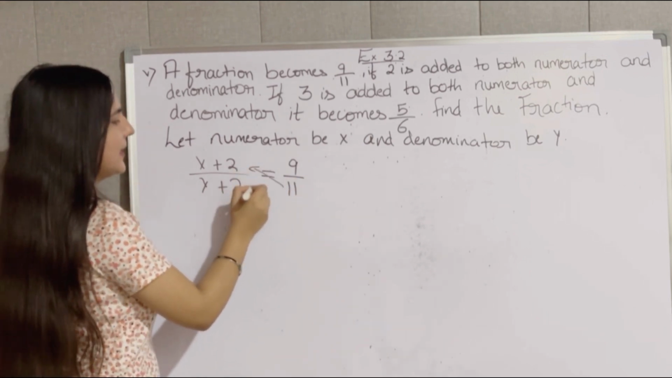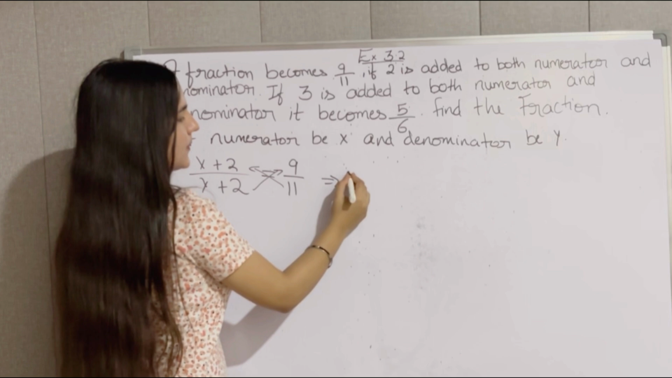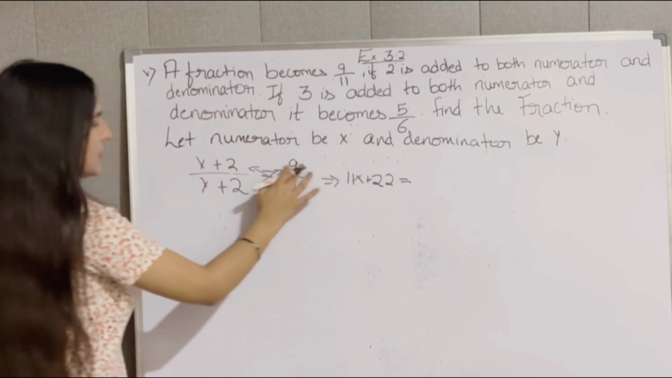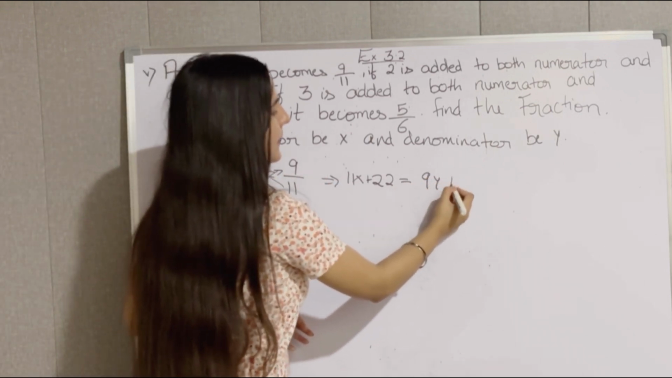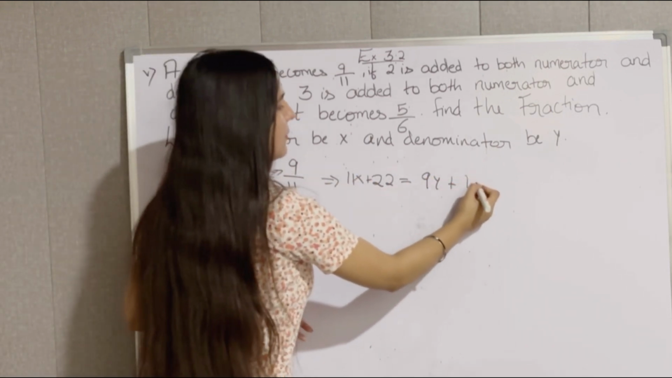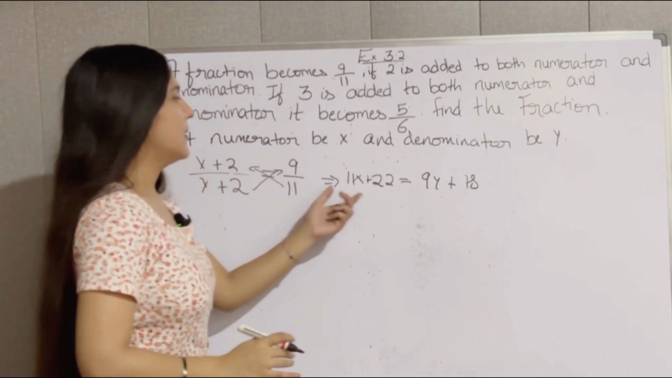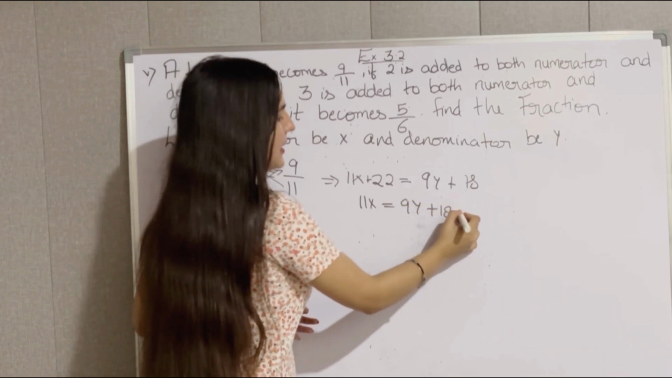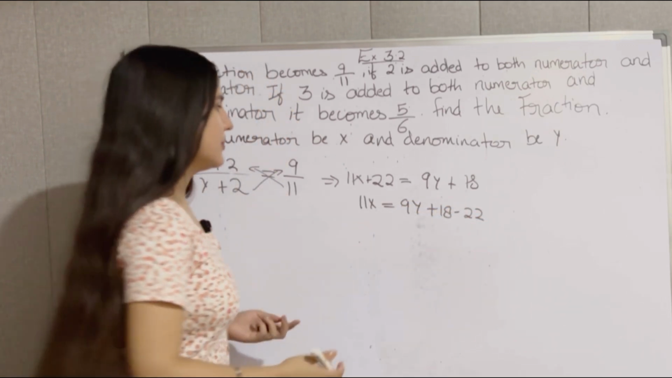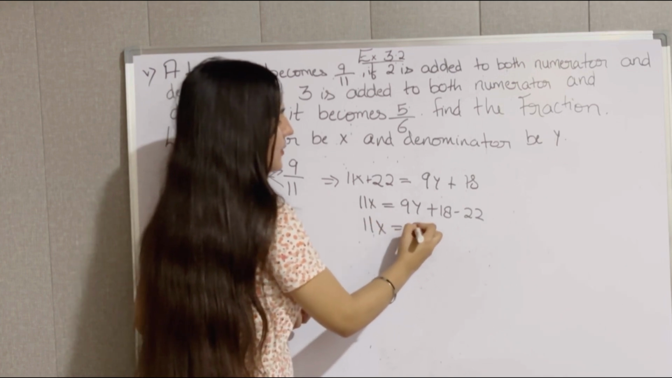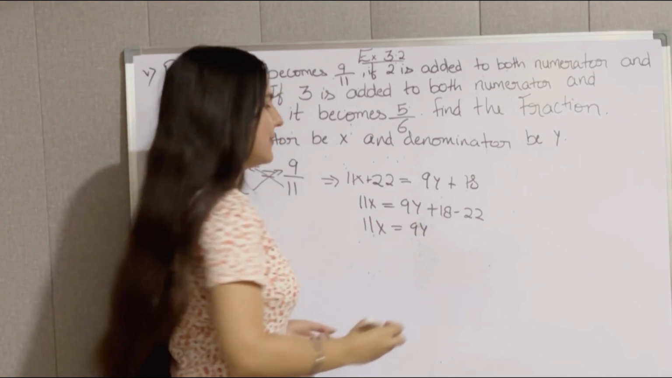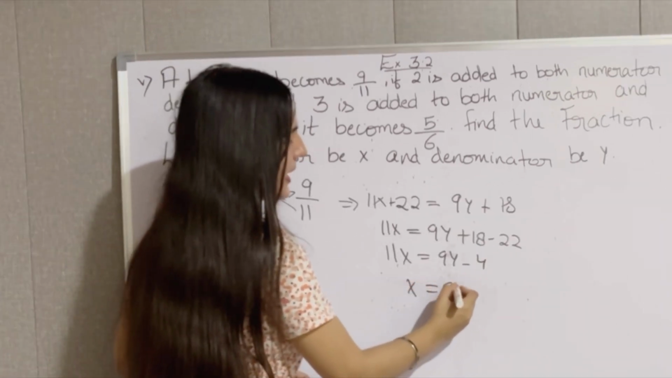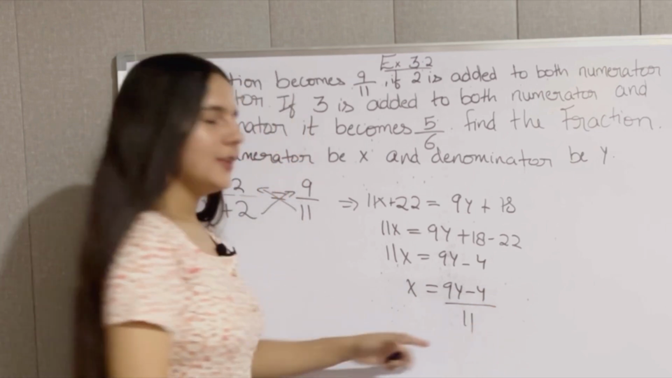Now we'll cross multiply. So 11x plus 11 times 2, 22, is equal to 9y plus 9 times 2, 18. We just multiply it. Now 11x is equal to 9y plus 18 minus 22. Let's find the value of x to put in the second equation. So 11x is equal to 9y, and 22 minus 18 gives us 4. 22 is bigger and its sign is minus, so minus 4. So x is equal to 9y minus 4 upon 11. So this is the value of x.